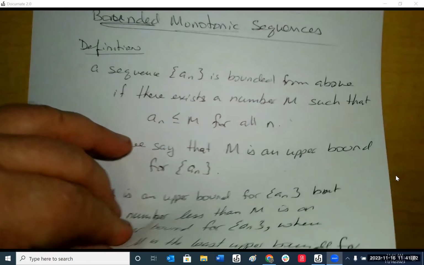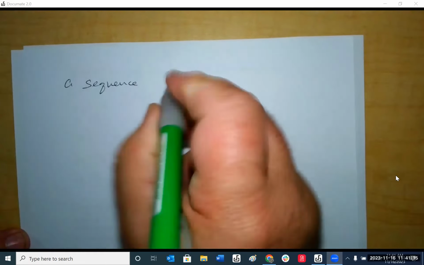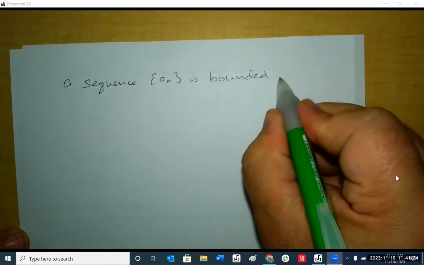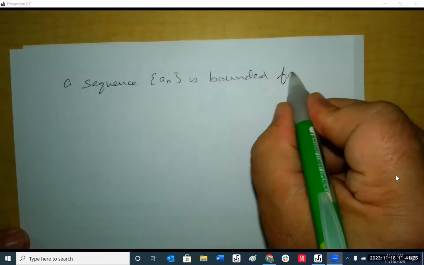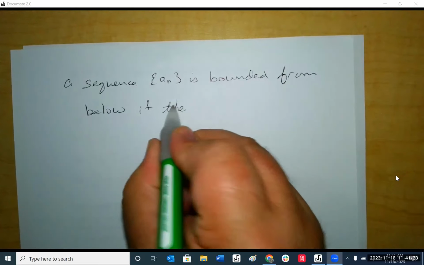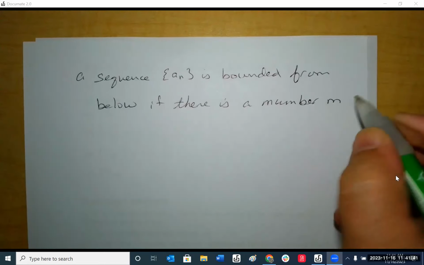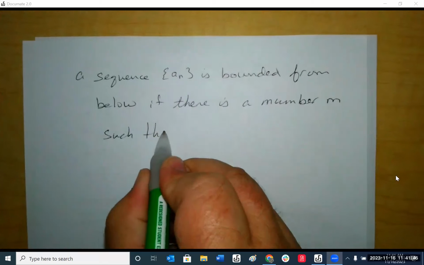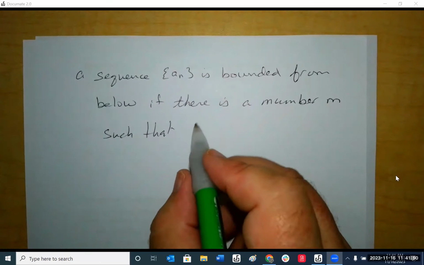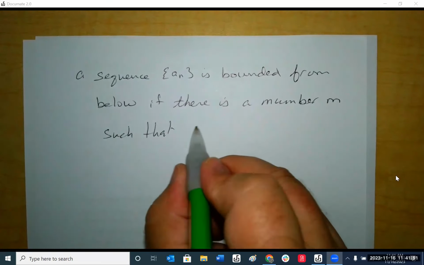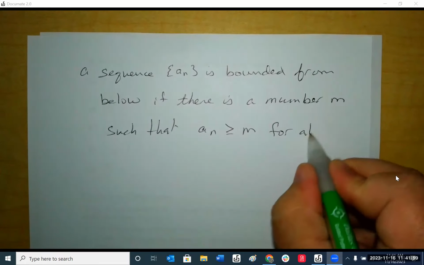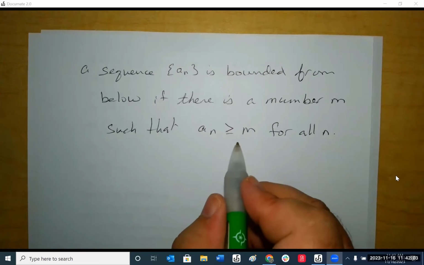Conversely, let's look at bounded below. The sequence a sub n is bounded from below if there is a number m, lowercase m, such that a sub n is greater than or equal to m for all n. So all of these a sub n sequence numbers are bigger than m.